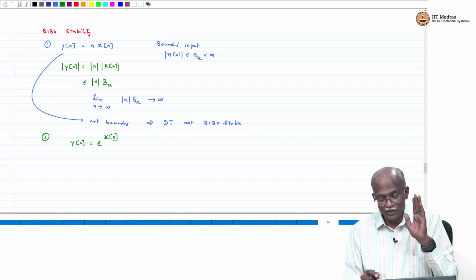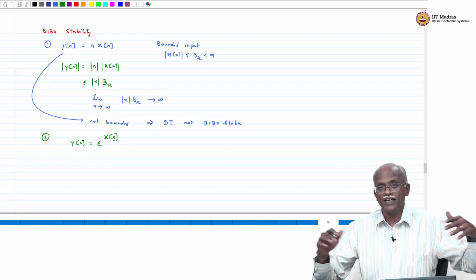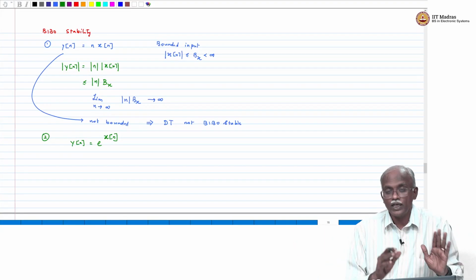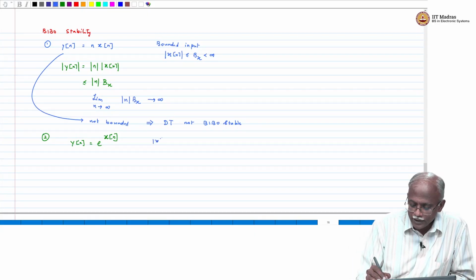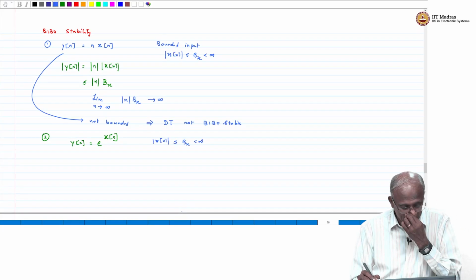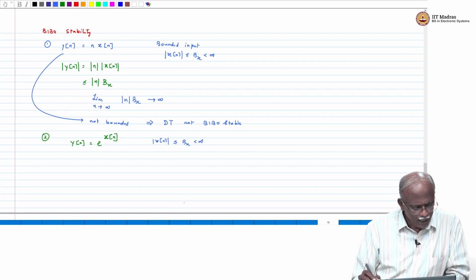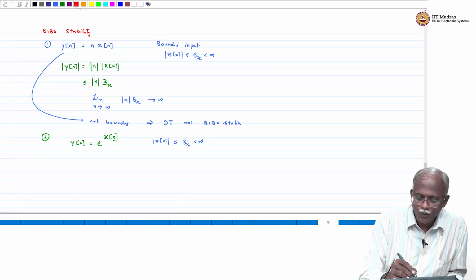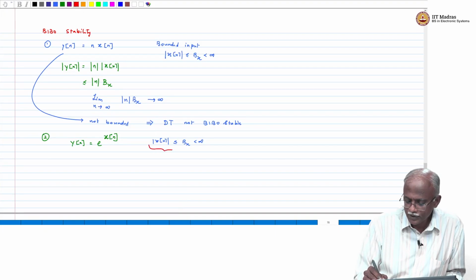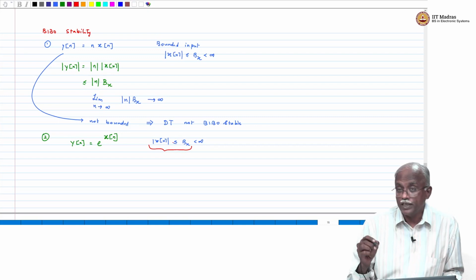Now, you may say, well, you are taking exponents, things will become larger and larger, and therefore this looks like it is going to be an unbounded system. Not quite. We are given that mod x of n is bounded, less than or equal to bx less than infinity. How do you interpret this one? Mod x of n less than or equal to bx, very important.